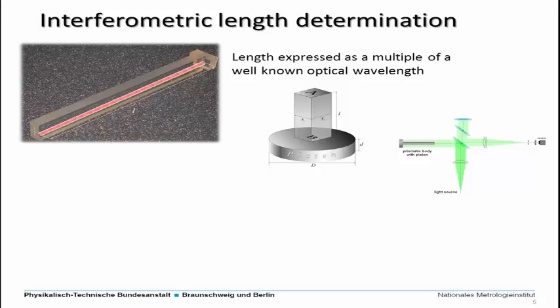The basic principle in our experiment works as follows. You can think of using a wavelength as some kind of a ruler to determine the length of such a material measure. The length is then expressed as a multiple of a well-known optical wavelength, which directly relates to the definition of the SI unit meter.